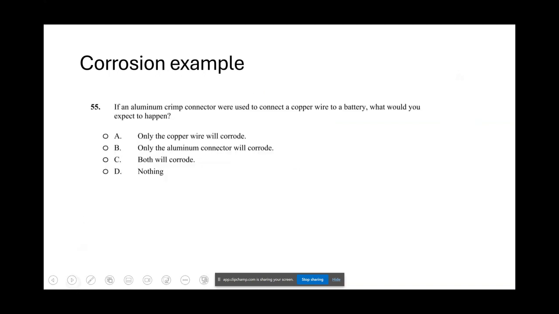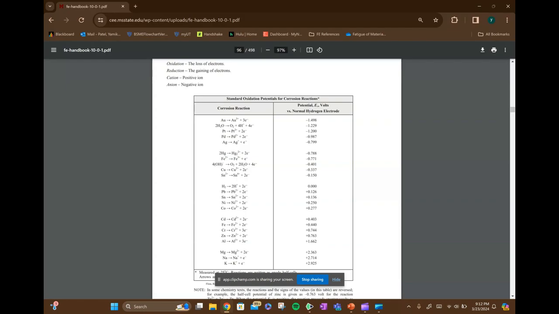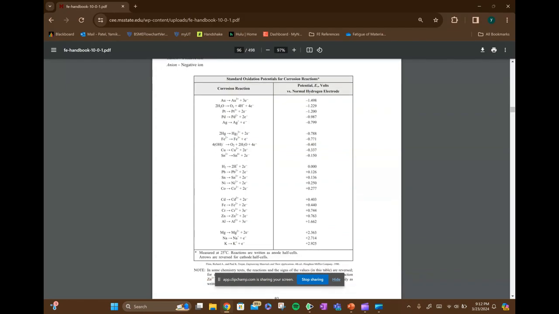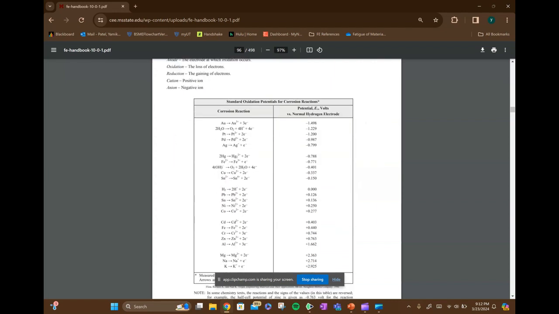So with that, I have an example question right here, and I'll give you a second to try it out. All right. To solve this question, you actually need to use your handbook. So we're going to head into our handy dandy handbook right here. This section's a little bit above the material science section. It's actually within the chemistry and biology section. It has to do with electrochemistry.